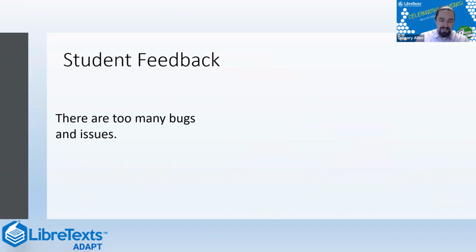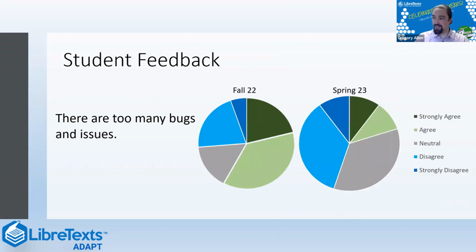And so, one more question. This is actually my favorite question. "There are too many bugs and issues." And actually, this is showing the most significant change when comparing fall 2022 to spring 23. You can see that over 50% of the students agreed with this, so it was too buggy. But now when we look at the slice of the pie, it's about 1/3 of the students falling into the agree or strongly agree combo category. And so to me, this is also a good sign that the bugs and the issues are being resolved as we improve and develop the ADAPT system.